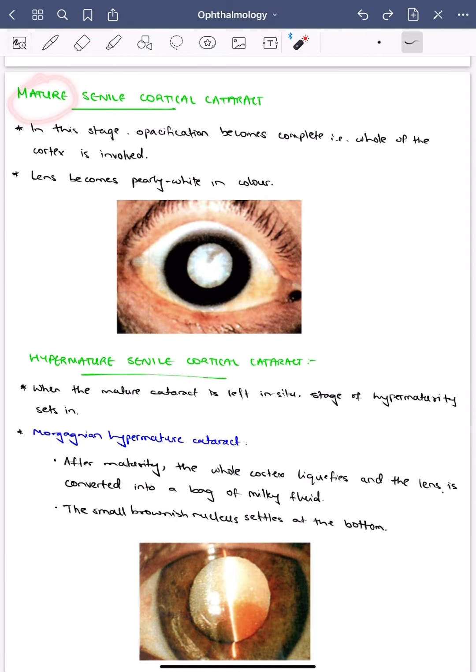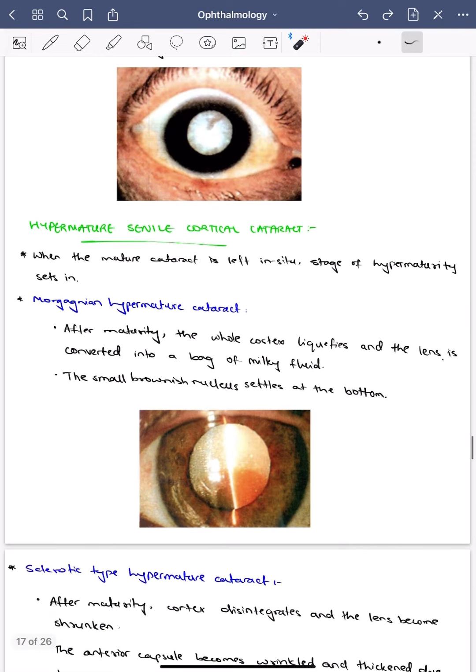Now in mature senile cortical cataract, the opacification is complete, that is, the entire lens becomes opaque, that is, the entire cortex of the lens. Okay, and hence the entire cortex of the lens becomes opaque, and such a lens is pearly white in color, as you can see in this diagram here. So this is the mature senile cataract. So we've discussed lamellar separation, incipient cataract, immature cataract, here it is grayish white lens, and finally mature senile cortical cataract. Now if a mature senile cortical cataract is not treated, it develops further into hypermature senile cortical cataract.